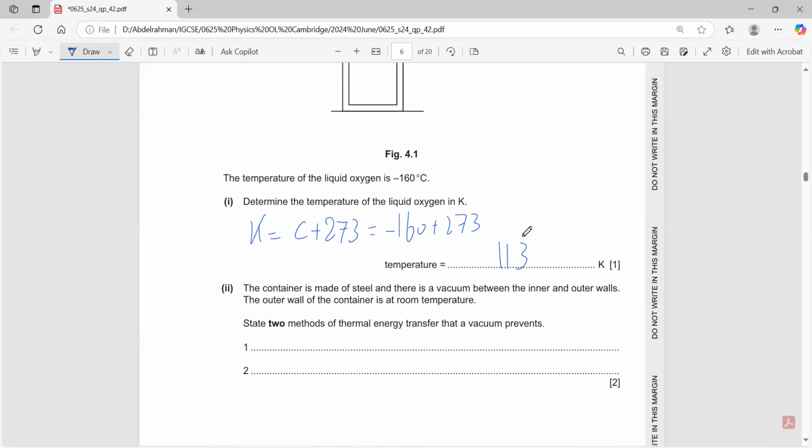The container is made of steel and there is a vacuum between the inner walls. Say two methods of thermal energy transfer that the vacuum prevents. Vacuum prevents what? Conduction and convection.